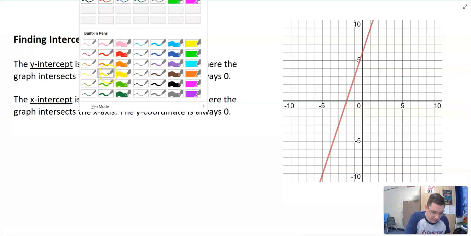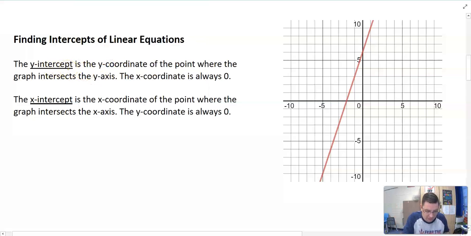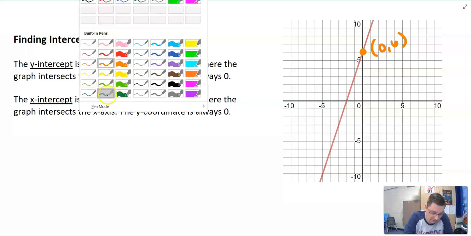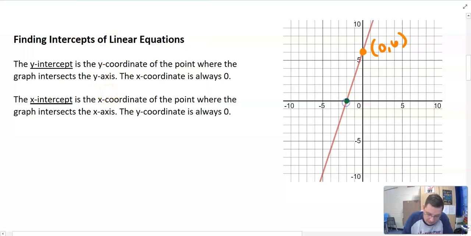And remember, the key is this: we'll start with the y-intercept first. The y-intercept is the y-coordinate of the point where the graph crosses the y-axis, and the x-coordinate of that point is always 0. If we're looking at this picture here, this is the point at which it crosses the y-axis, and its ordered pair is (0, 6). When we talk about the x-intercept, we're looking at the point where it crosses the x-axis, and the y-coordinate of that will always be 0. So this point here has the ordered pair (-2, 0).